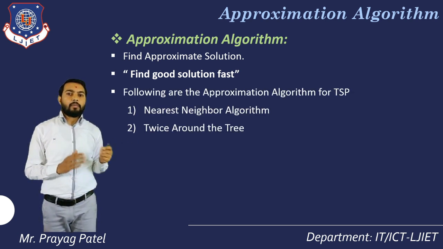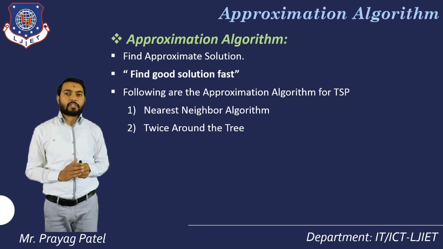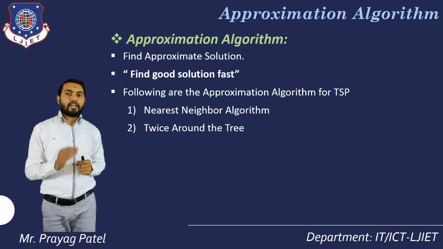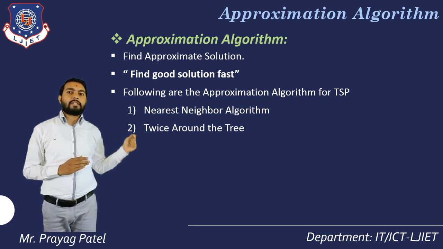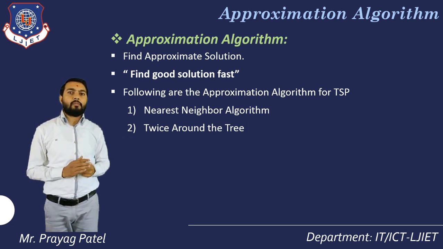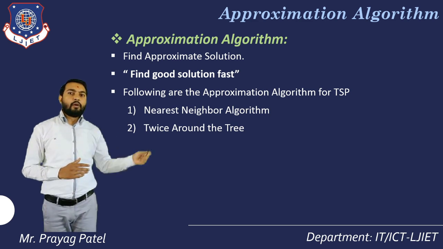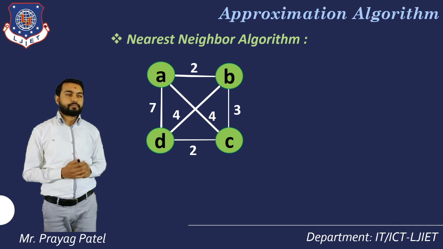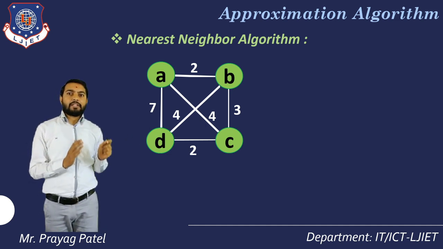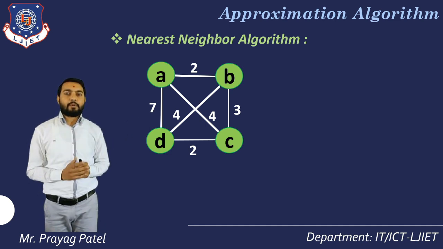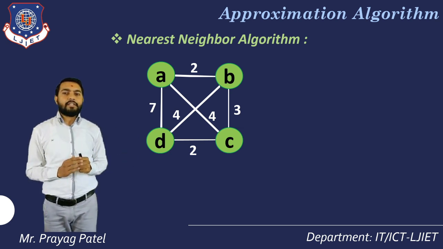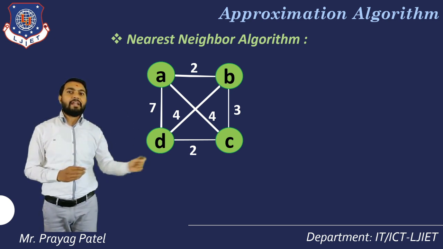Now the following two algorithms are considered approximation algorithms for the traveling salesman problem. The first is the nearest neighbor algorithm for the traveling salesman problem, and the second is the twice around the tree algorithm for the traveling salesman problem. Now we understand these two algorithms one by one. First is the nearest neighbor algorithm. Here this problem is considered as a traveling salesman problem. Traveling salesman problem means the salesman has to travel to all the cities without repeating any city, and your starting city is the same as your ending city.